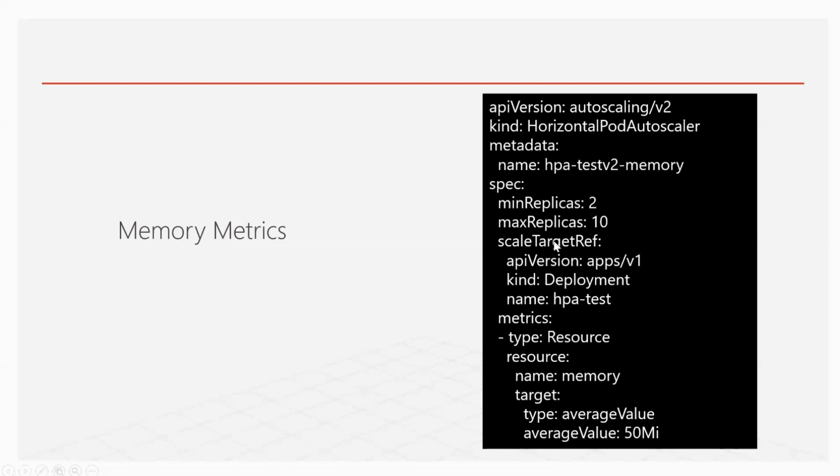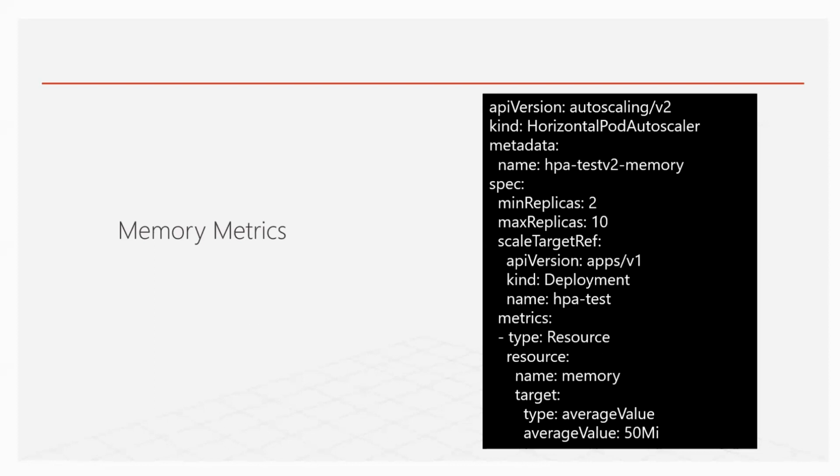Okay, and again I'm defining my test like a target: which version of the API that particular deployment is set to, and what is the name of the deployment. Then I'm going for the metrics. The metrics are defined as follows. The type is resource.